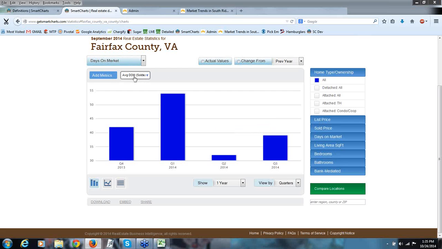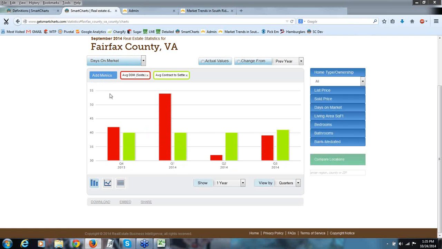New metrics that we have added: we can look at the average days on market, and we can also look at the average contract to settle. This is great for giving your homeowners, your sellers, more context into what to expect in terms of timing. So the average DOM, from listing to contract, was 39 days. The average amount of time that the listings that had a ratified contract sat until final settlement was 41 days.